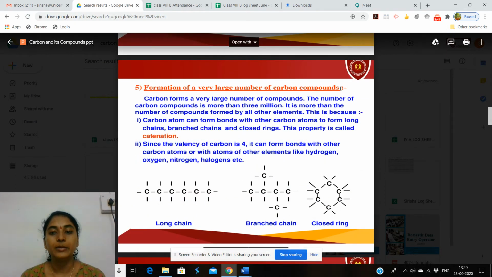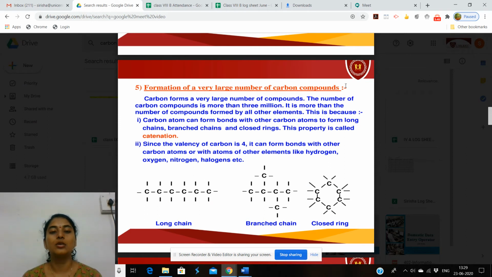Methane molecule means it contains a single carbon, and the ethane molecule contains two carbons. Formation of a very large number of carbon compounds. So why does only carbon exhibit this type of property? Carbon forms a very large number of compounds. The number of carbon compounds is more than 3 million. It is more than the number of compounds formed by all the other elements.